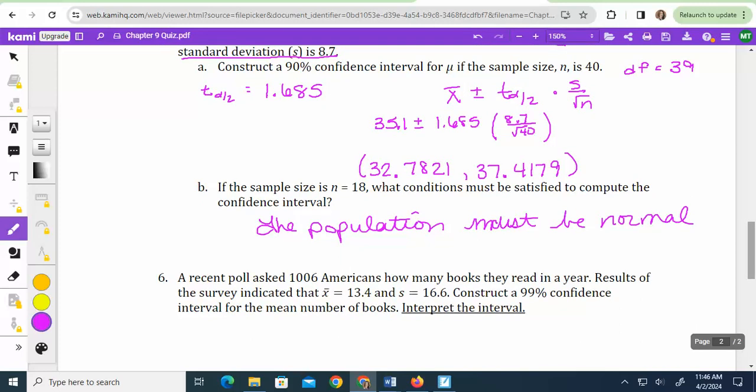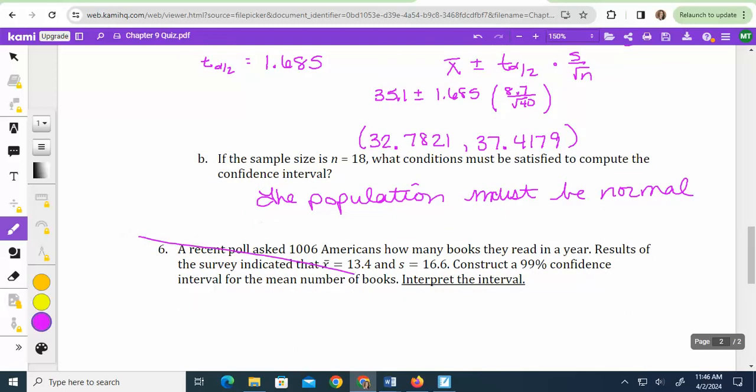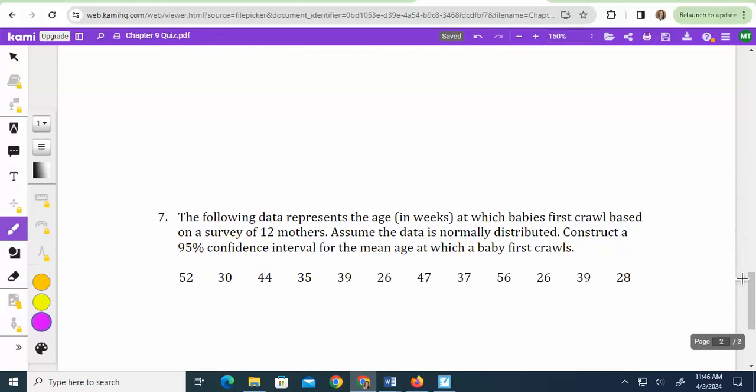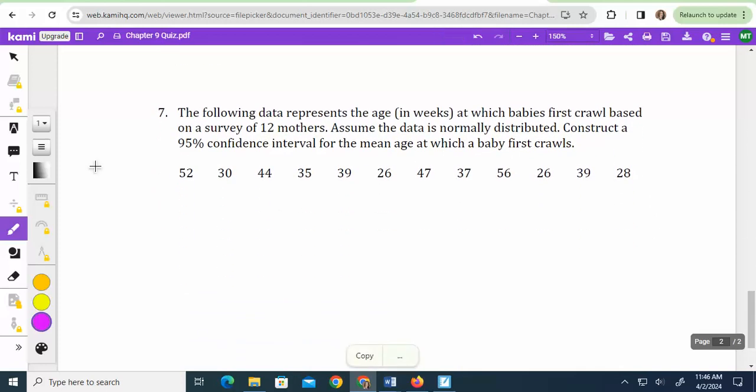All right, let's refresh. I think I'm going to skip this question. I'm going to do the very last one. We'll do it on the calculator. So let's say I gave you this data. This was age and weeks at which babies first crawl based on a survey of 12 mothers. Assume the data is normal, so our criteria is set. Construct a 95% confidence interval for the mean age at which a baby first crawls. What do I have to do first? Yep. So go to stat, edit, put everything in your L1.